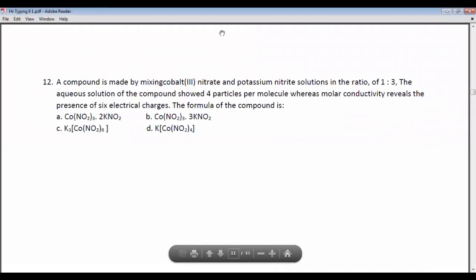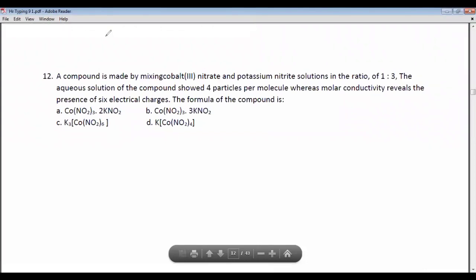That's a good question. The next is a compound made up of mixing cobalt 3 nitrate and potassium nitrate, in the ratio of 1:3.